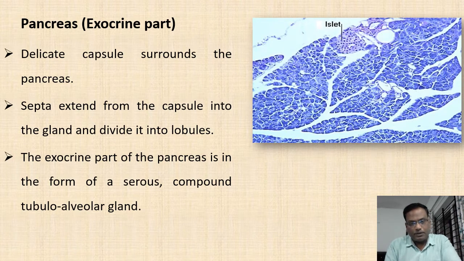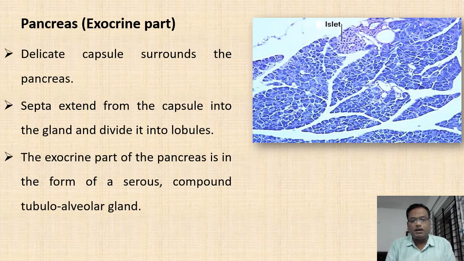And because of this septa, the cellular part of the pancreas, what we call the parenchymal part, is actually divided into many lobules, right? So the septa which penetrates into the pancreas divides the pancreatic mass into many lobules. And each lobule is made up of many acini, and each acini is made up of acinar cells. So this is how the pancreas cells are organized.